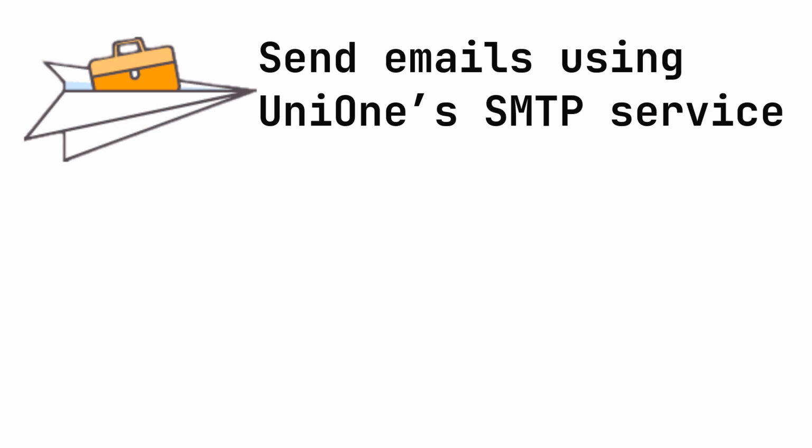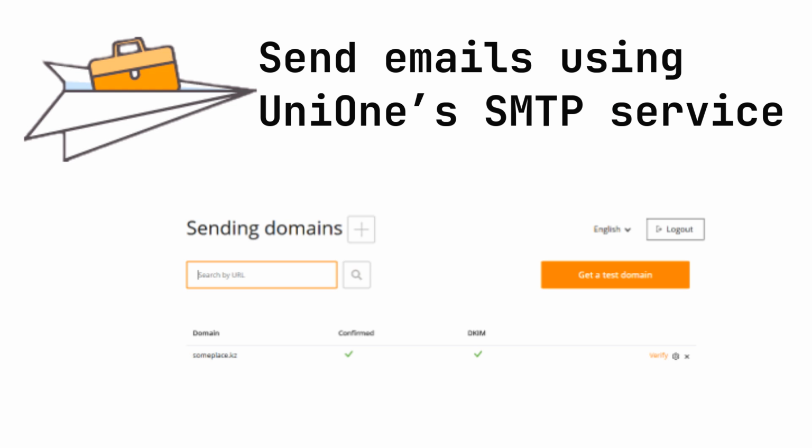UniOne offers a great solution. A sandbox domain, ready to use, verified domain, available instantly after sign-up. So you can start testing emails without waiting to verify your own domain. It's perfect for developers to test templates and logic securely, sending only to manually confirmed addresses. Just go to Sending Domains in your UniOne account and click Get a Sandbox Domain.